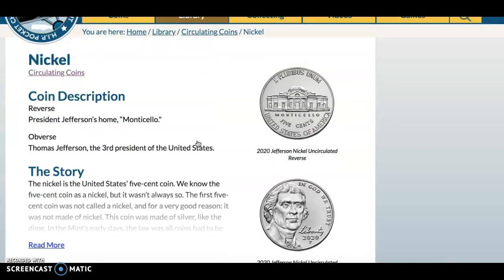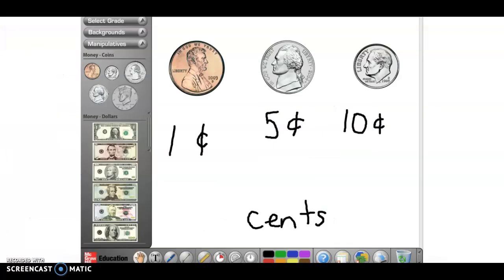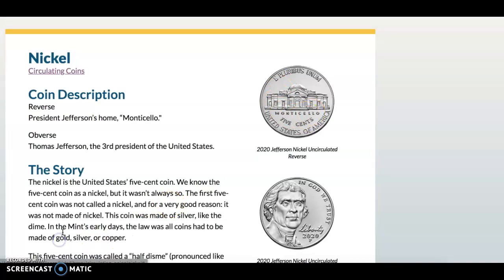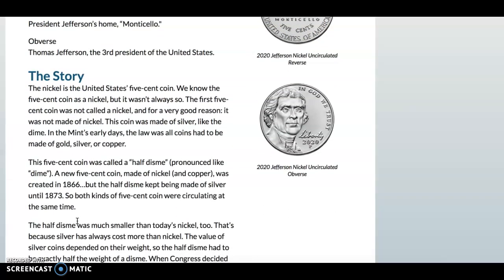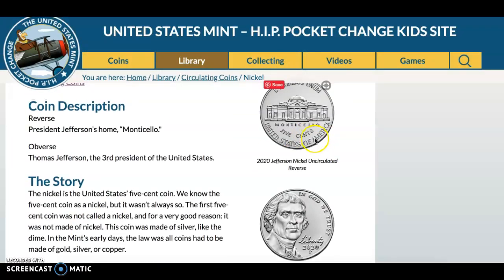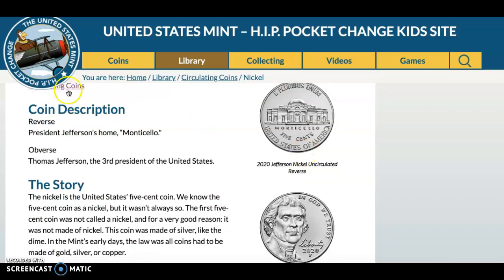Here's the nickel. It has Thomas Jefferson on the front, and this one looks different. The 2020 version looks different than the one I showed you on this Glencoe math site. But it's Thomas Jefferson, again with "In God We Trust," "Liberty," and 2020. On the back, it shows Thomas Jefferson's home, Monticello, and it says 5 cents. So again, it gives you its value on the back. That is the nickel.